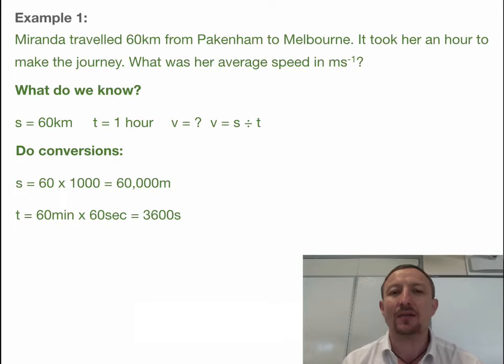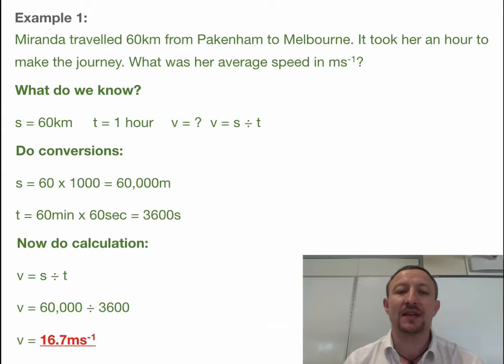To convert an hour into seconds, we know that there are 60 minutes in an hour. Multiply it by the number of seconds in a minute, and we get 3,600 seconds. So in 1 hour, I've got 3,600 seconds. So I've got all my variables in the correct units, meters and seconds. So now I can do my calculation.